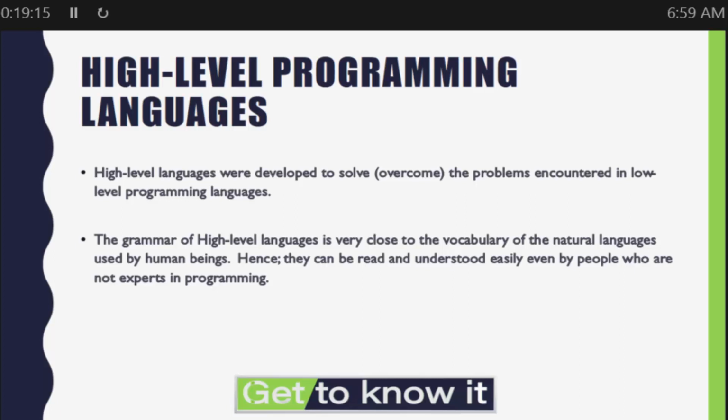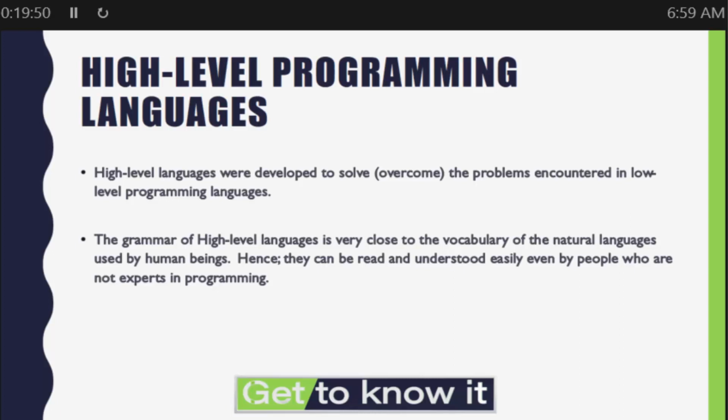The grammar of high-level language is very close to the vocabulary of the natural languages used by human beings. Therefore, they can be read and understood easily even by people who are not experts in programming. Most high-level languages are general purpose and problem-oriented. They allow the programmer to concentrate on the functional details of a program rather than the details of the hardware on which the program will run.